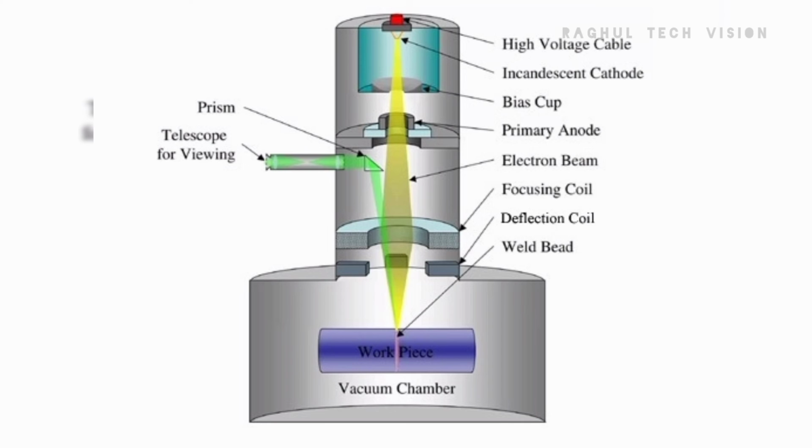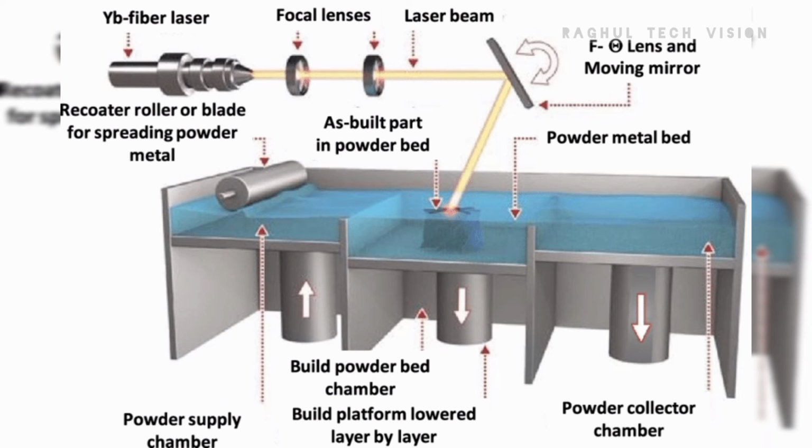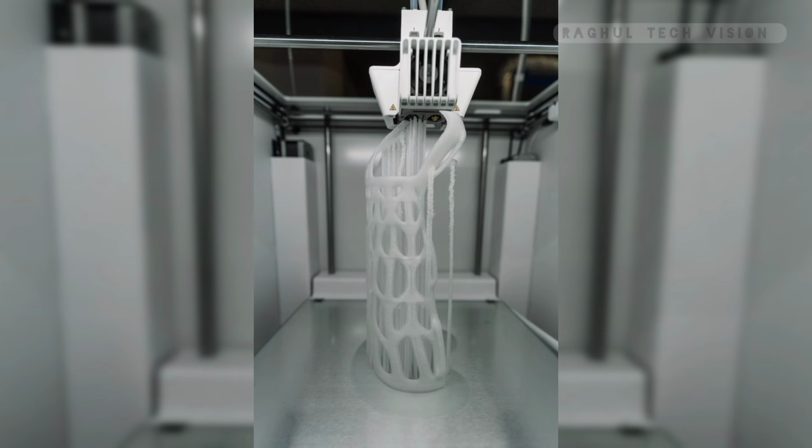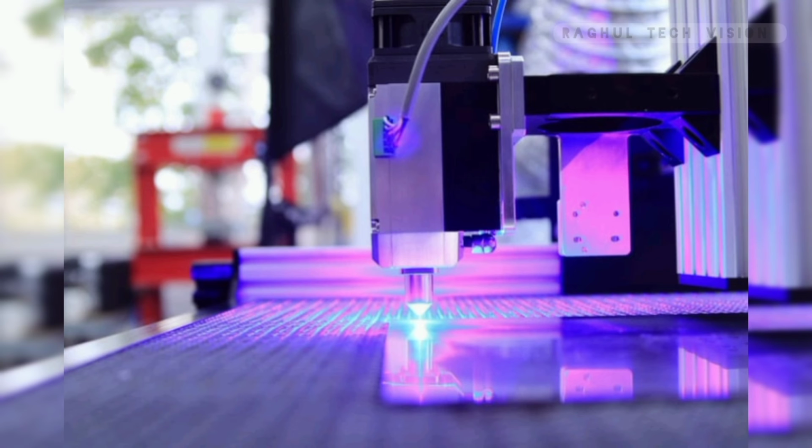Next one is melting. Melting methods of 3D printing include powder bed fusion, electron beam melting, and direct energy deposition. These use lasers, electric arcs, or electron beams to print objects by melting the materials together at high temperatures.